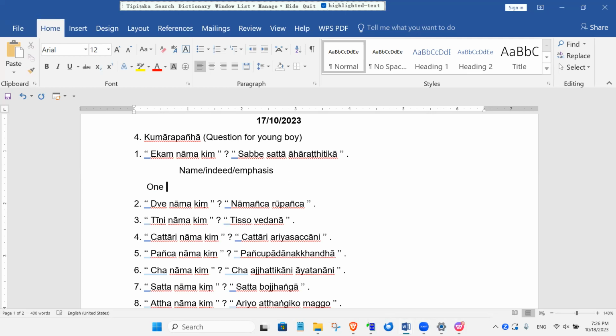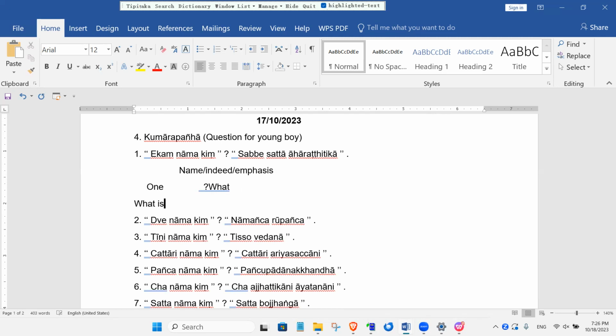Eka is one. So Kim is like a question. Here it means what? Very simple. So what is one? Sanji, may I ask, when you do the English translation, do we have to use the quotation marks, open and close? No need. Okay, thank you.